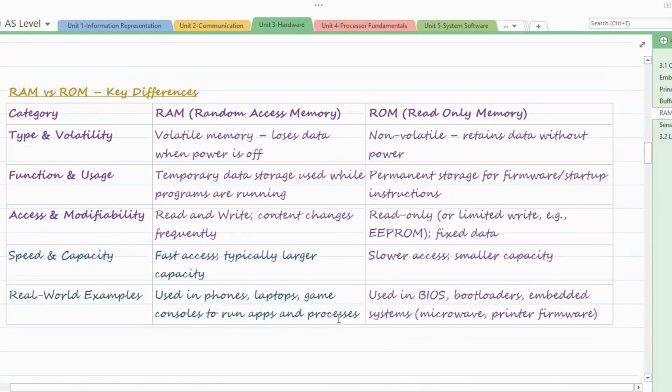These are some comparison pointers of RAM and ROM. These key differences are based on the categories of type and volatility, functions and usage, access and modifiability, speed and capacity, and real-world examples. Just read them. You can pause the video and have a look.